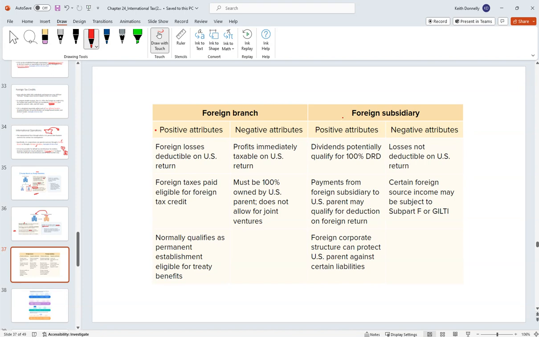Foreign subsidiary, that more formal legal one. What's the good? What's the bad? Well, you could get the DRD, the participation exemption, on that. Payments from the foreign sub to the U.S. parent may qualify for a deduction. A foreign corporate structure can protect the U.S. parent against certain liabilities. From a legal standpoint, it's a separate corporation, so they can't really get to us in the U.S. It gives us some legal protection. What's the bad? Losses are not deductible on the U.S. return. And the other bad is certain foreign income could be taxable now. So Subpart F income or GILTI, which we'll talk about, you could be taxable on now.